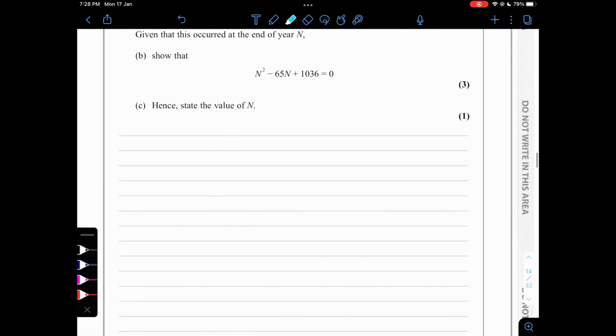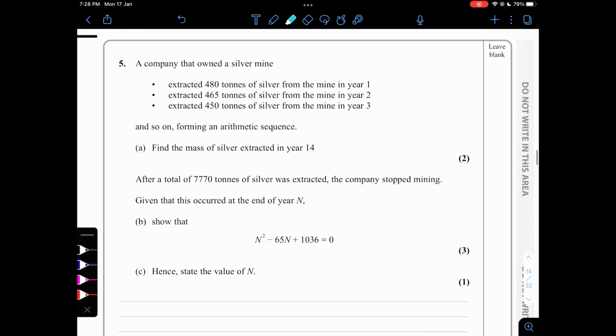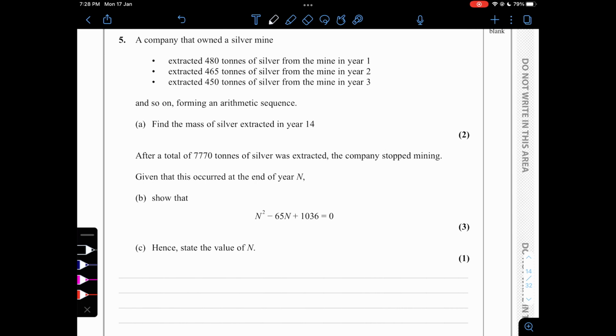So we have a company that owned a silver mine, extracted 480 tons of silver in year 1, 465 in year 2, 450 tons in year 3, and so on, forming an arithmetic sequence. Find the mass of silver extracted in year 14. Okay, so this is the first year. So what can we state? There's a couple of things we should state. This is the first term, right? So A is what? It's 480, right?